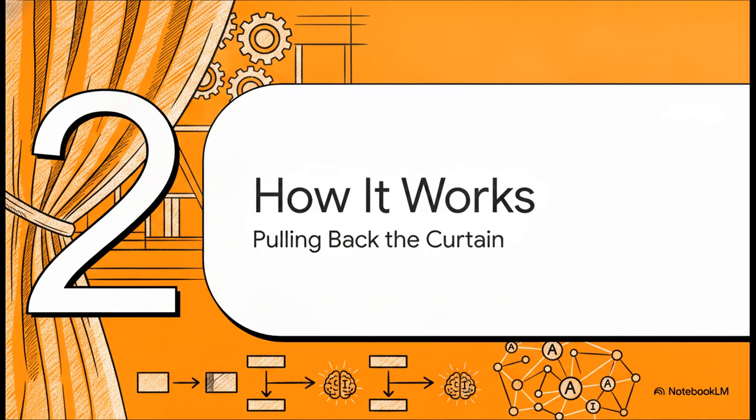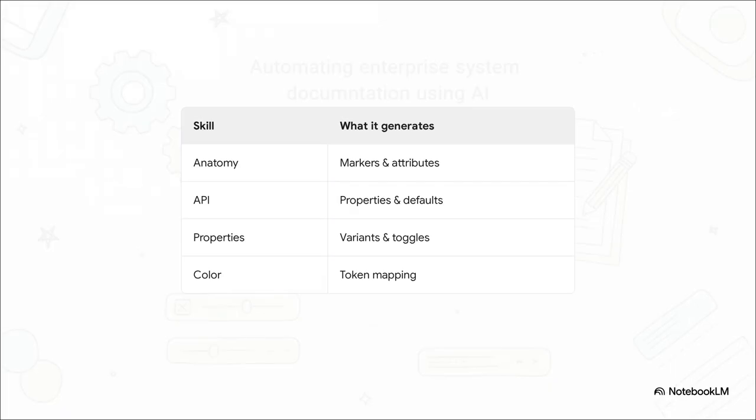Section 2. Pulling back the curtain, how it works. To understand how it's actually doing this without just assuming it's magic, we have to look at the architecture. The system works by utilizing a dual-layer approach. The first layer consists of specific AI agent skills, where each skill carries highly specific, encoded domain knowledge. The anatomy skill generates numbered markers. The API skill extracts properties, values, and defaults. The properties skill handles variant axes and toggles.